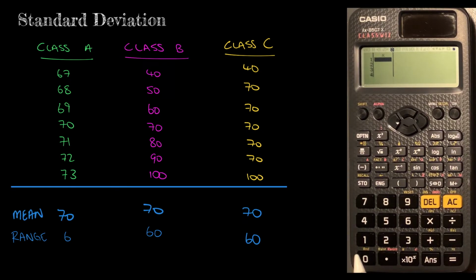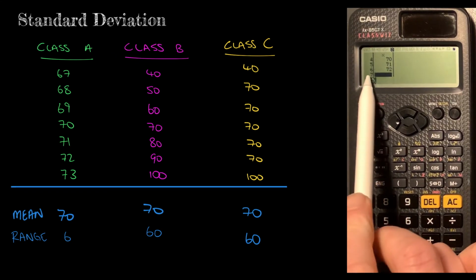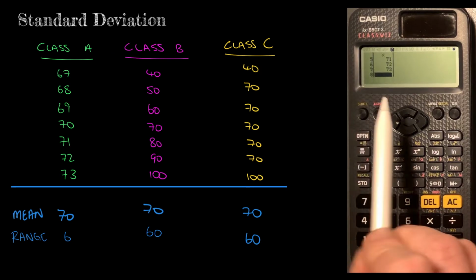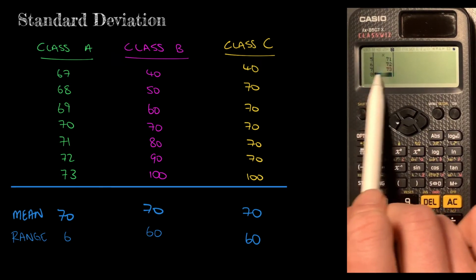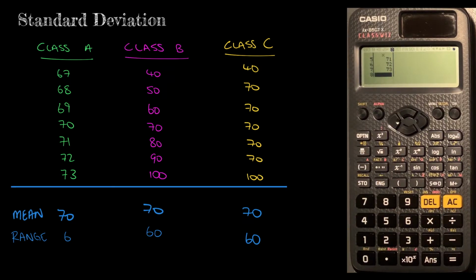So I just press 67, and I press equals. I press 68, and I press equals. Next one there is going to be 69, and equals. Obviously 70 is next, and equals. 71 is next, and 72 is next, and press equals again, and finally 73. And you can see there that that's the 7 pieces of information. I've got 7 students that I'm looking at.